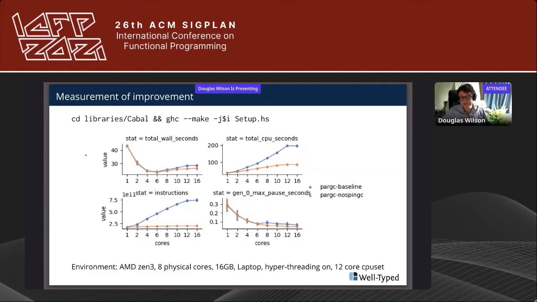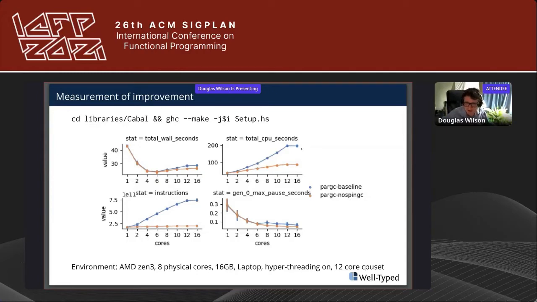It's a really simple test to run when you're working on GHC because the dependencies are guaranteed to work. Now, the most interesting, I think, is instructions here. So this is the instructions as measured from perf. You can see it's 7.5 times 10 to the 11 with the baseline. And then with my changes, which I call no spin GC, it's pretty flat. So we've got cores on the x-axis, and then these are different measurements that have come out of the compiler. All of these measurements are over like 6 samples.